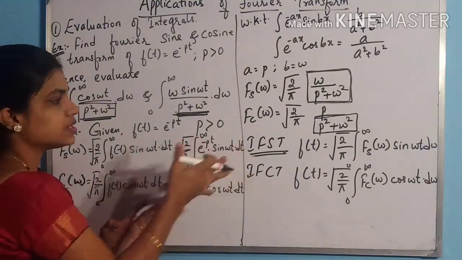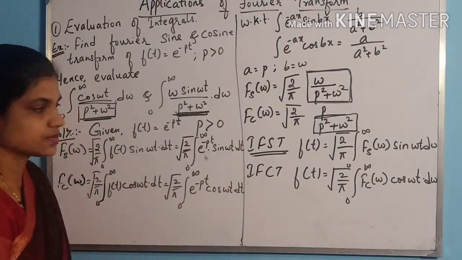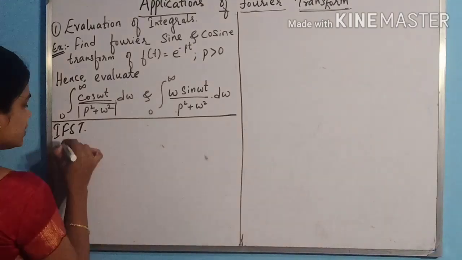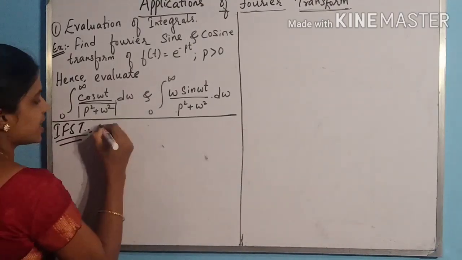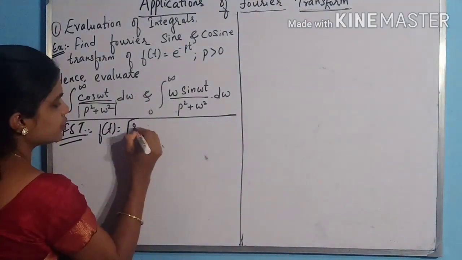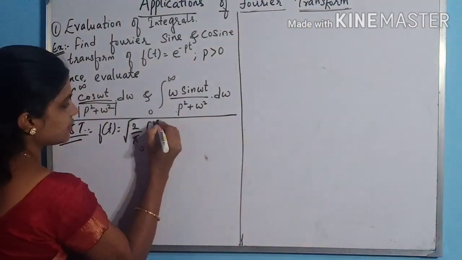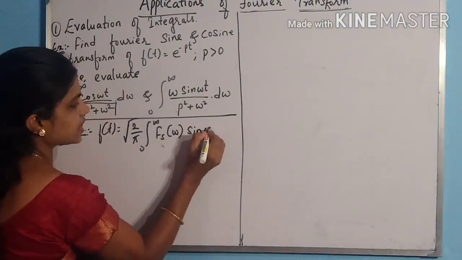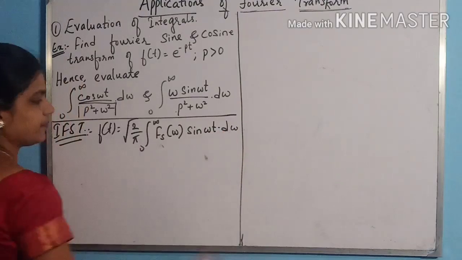Now let us go on substituting the values. Let's begin with the inverse Fourier sine transform. The inverse Fourier sine transform says f(t) is equal to root 2 by pi times the integral from 0 to infinity of Fs(ω) sin(ωt) dω.